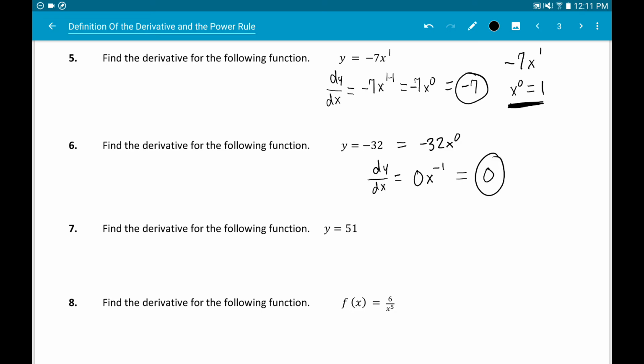Number 7, same thing. We got 51 there. It's just a number. There's no x's in there. So the derivative is going to be 0.